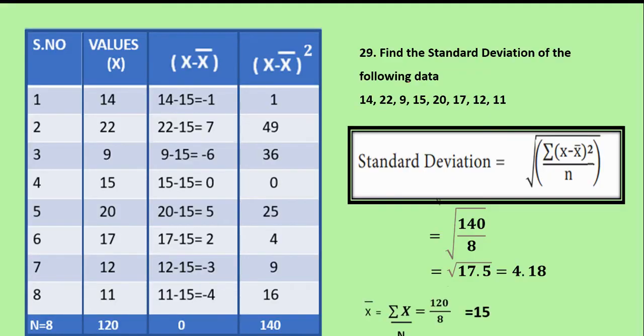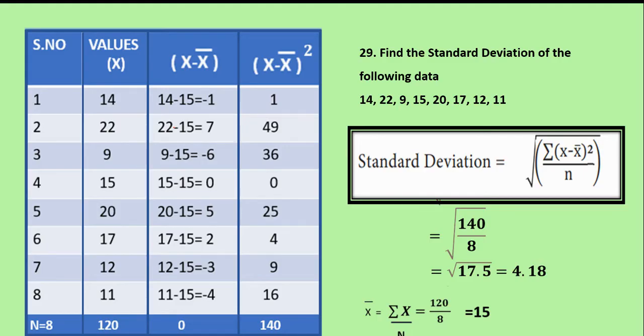Now we see the 9th question. Find the standard deviation of the following data: 14, 22, 9, 15, 20, 17, 12 and 9. If a problem is given like this, you can use either the actual mean method or the assumed mean method. Whichever you use, the answer must be the same. Here we have taken the actual mean method to calculate the standard deviation. So the actual mean method formula is sigma equals square root of summation x minus x bar the whole square by n. This is the actual mean method.